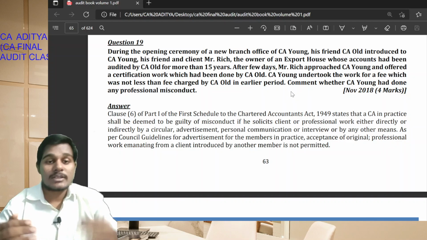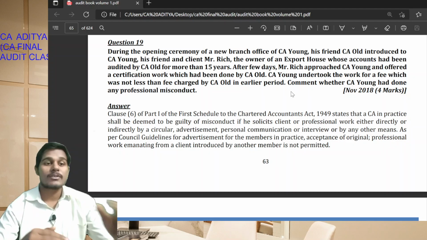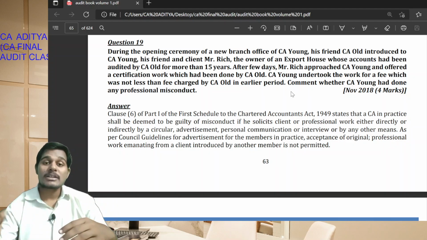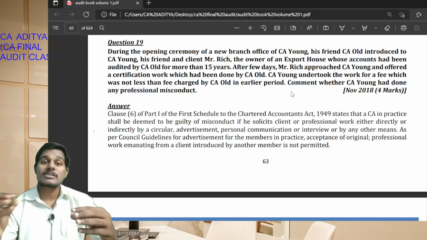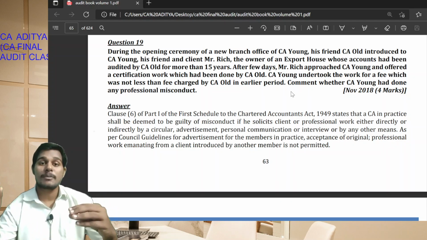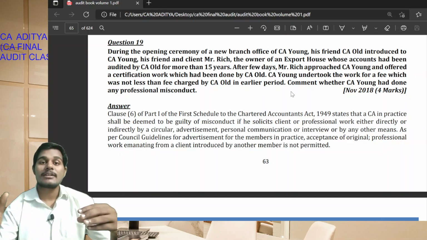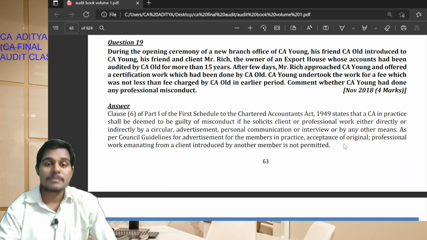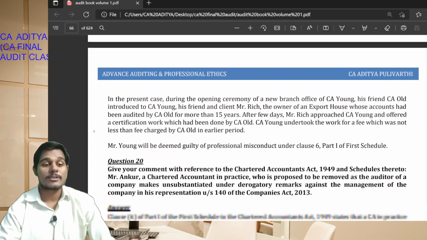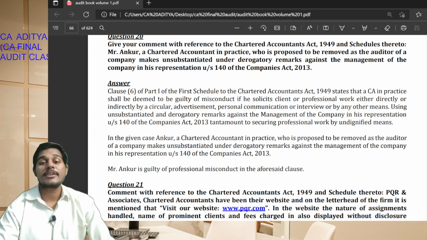See students, in the present case, C.A. Young should not accept the work because it is the original work of C.A. World. Supplementary work can be accepted. That is, if World has given some supplementary work relating to his work, that can be accepted by C.A. Young. But in this case, original work is accepted by C.A. Young. In such a case, there will be professional misconduct as per clause 6 of part 1 of first schedule to the Chartered Accountants Act. Give your comments with reference to the Chartered Accountants Act 1949.